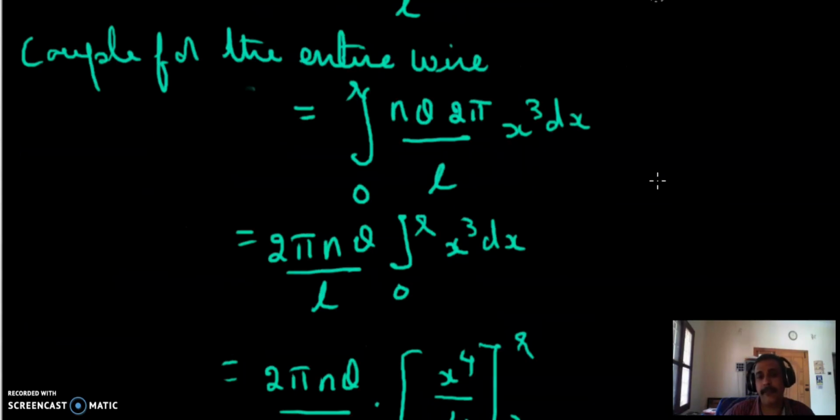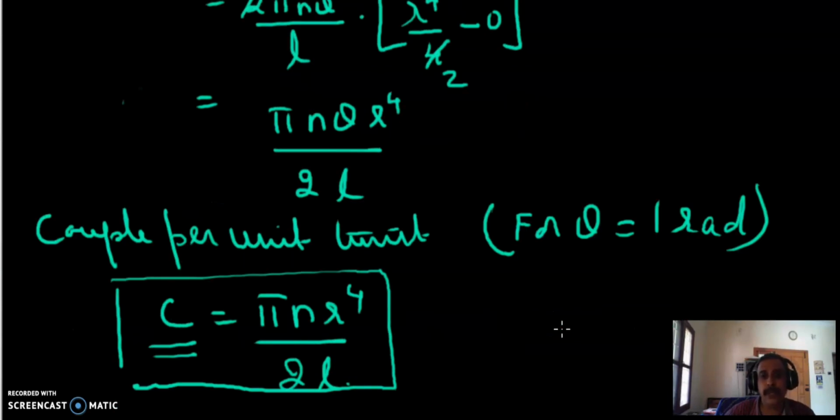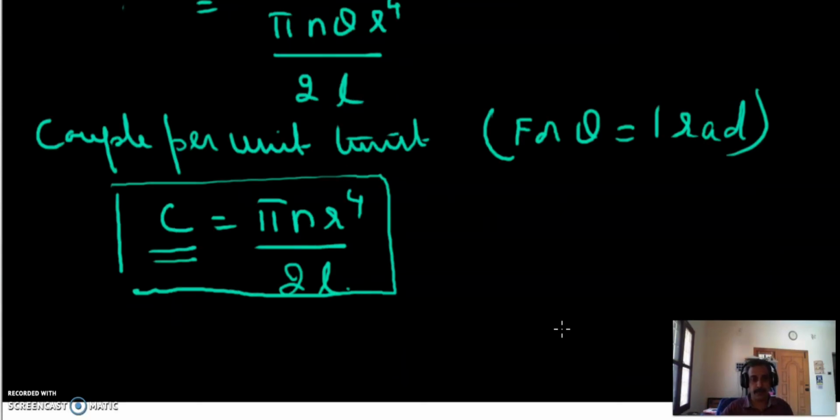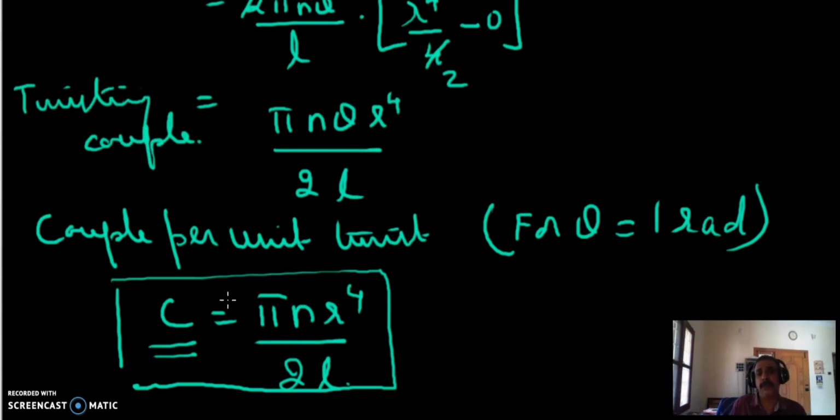So the couple for the entire wire, and from that we can calculate the couple for unit twist, which we give the name C. C is equal to π n r⁴/2L. So this is the expression for the couple per unit twist, or the twisting couple of a wire. From that we have calculated the twisting couple per unit twist. For θ equal to 1 radian, we calculate C is equal to π n r⁴/2L.